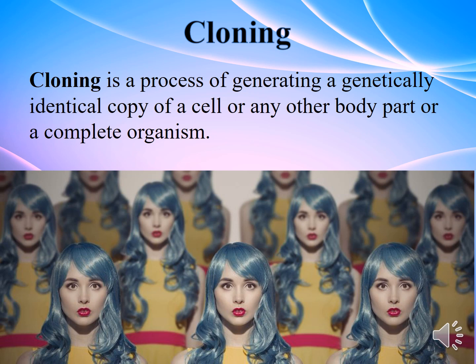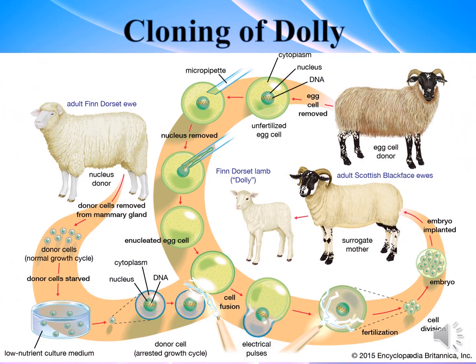Cloning. Cloning is a process of generating a genetically identical copy of a cell or any other body part or a complete organism. Ian Wilmut and his colleagues at Roslin Institute, Edinburgh, Scotland, successfully cloned a sheep named Dolly. He took one cell from the mammary gland of a female Finn Dorset, and he also took one egg cell from the female Scottish Blackface ewe.